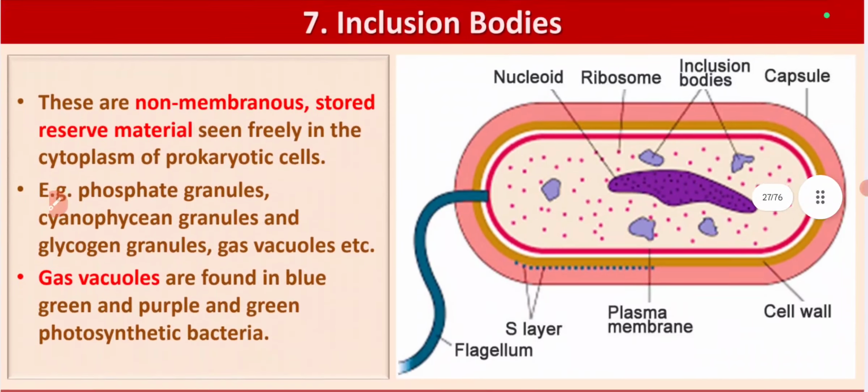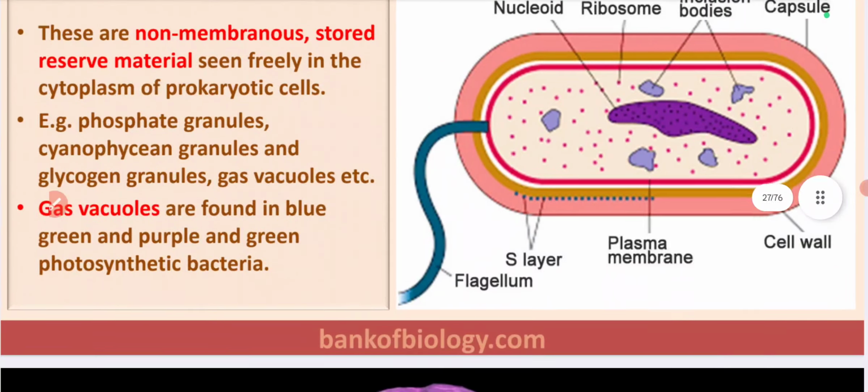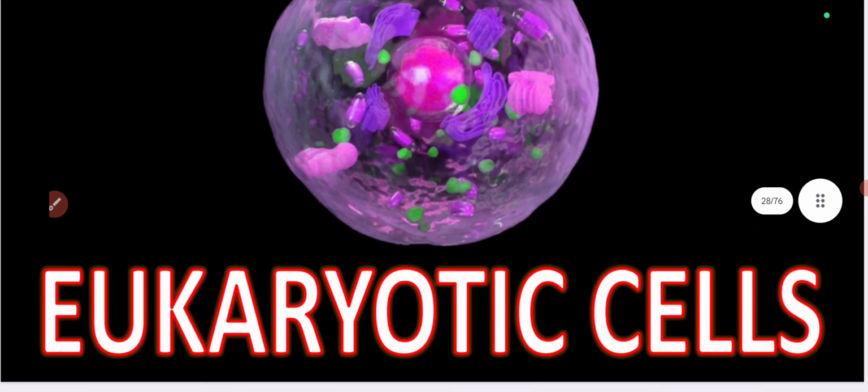Next are inclusion bodies. These are non-membranous stored reserve materials seen freely in the cytoplasm of the prokaryotic cell. Inclusion bodies, as you can see in this diagram, are labeled. Examples: phosphate granules, cyanophycean granules, glycogen granules, gas vacuoles, etc. Gas vacuoles are found in blue-green and purple and green photosynthetic bacteria. Remember the points.